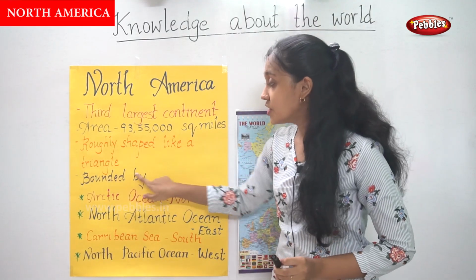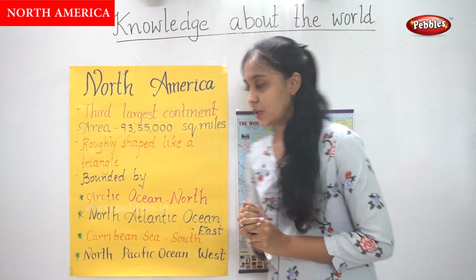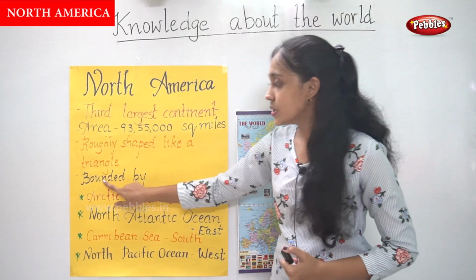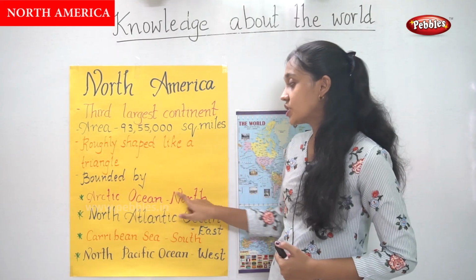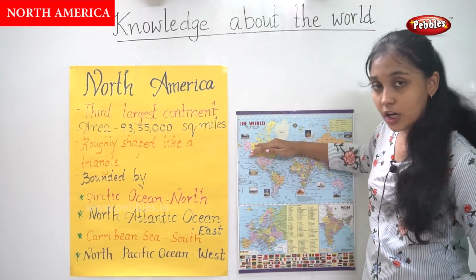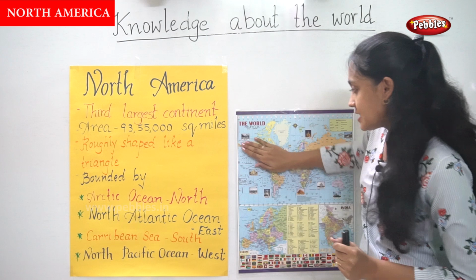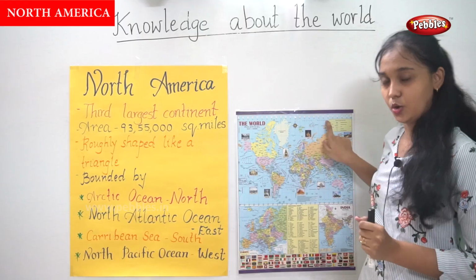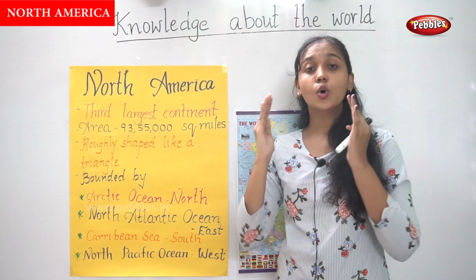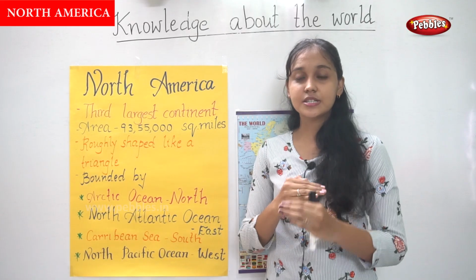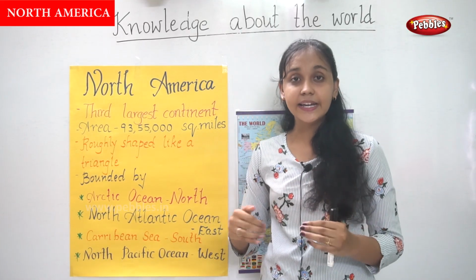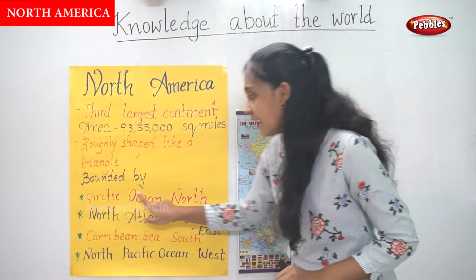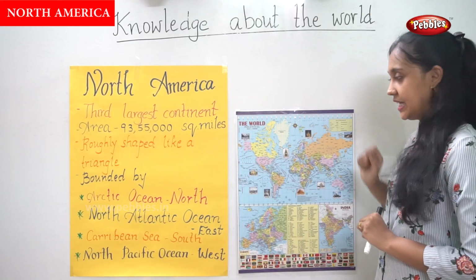Now, bounded by. So what do we mean by that? It means we are going to say what is around this continent. So it is bounded by the Arctic Ocean in the north. See, north, you should know directions here. So this is the continent we are talking about. To the north we have the Arctic Ocean. So we are going to say what is bounding this continent on all 4 sides. So to the north we have the Arctic Ocean. So you have seen that.